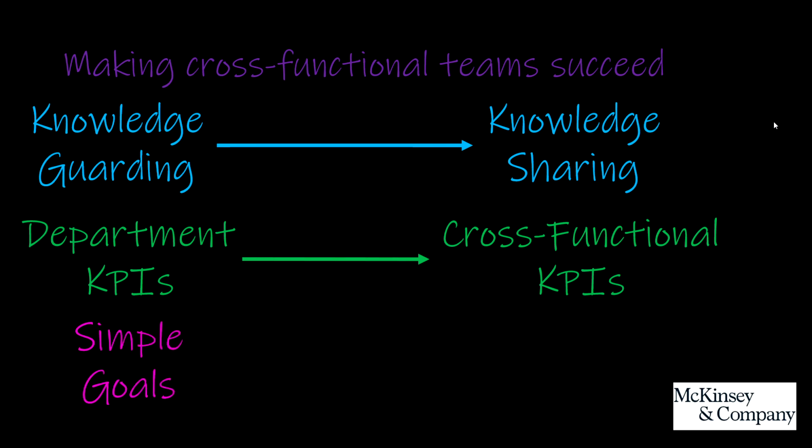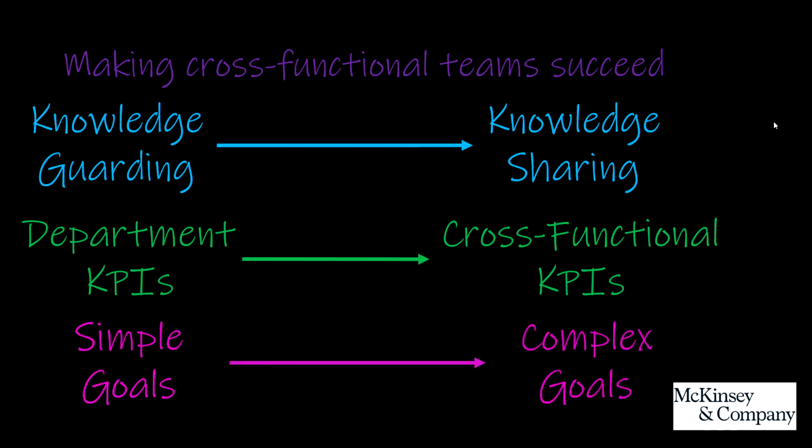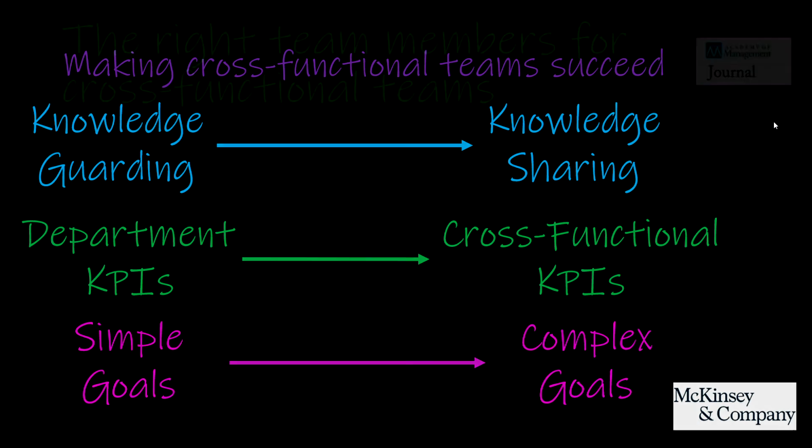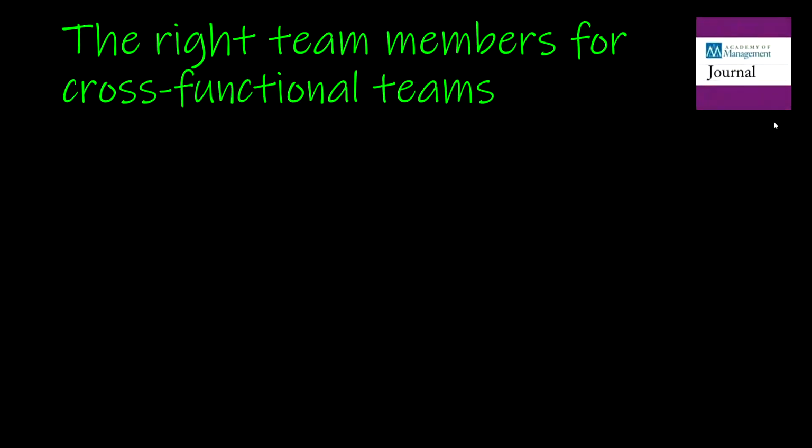Okay, finally, we need to take our simple goals that are traditionally targets for our departments, and we need to make them more complex so that they take into account everything that the cross-functional team should be able to do. The idea of bringing a cross-functional team together is that by bringing people from different units together, we should be able to achieve higher goals, and our goals need to reflect that. Okay. The next piece we're going to talk about here is we need to make sure we have the right members for our cross-functional team.